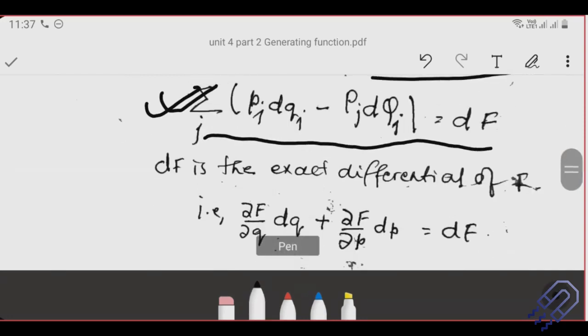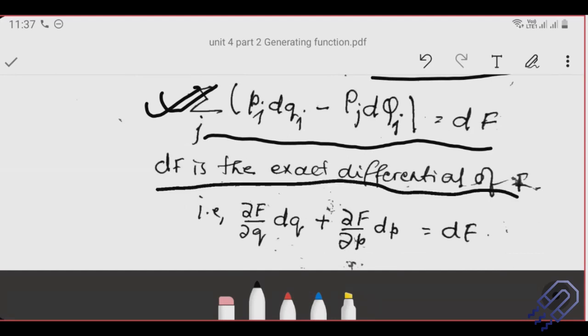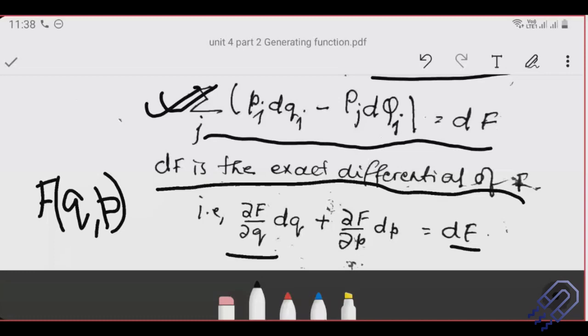It might be a bit vague, but when I discuss the problem, it will be more clear to you. So if dF is an exact differential, and F is a function of q and p, then dF can always be written as del F del q dq plus del F del p dp. So the question is whether I can find the form of this F so that this entire equation becomes an exact differential. If so, we say the transformation is canonical in nature. So this is what we are going to do now.